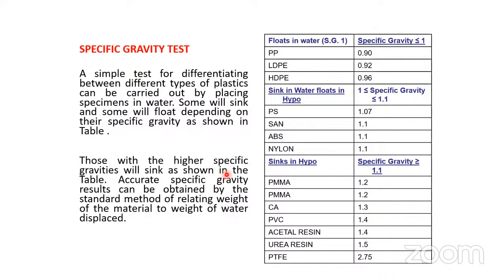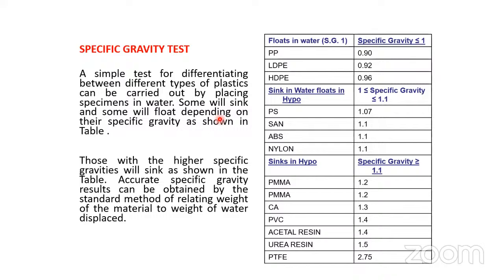Those with higher specific gravity will sink, as shown in the table. Accurate specific gravity results can be obtained by the standard method of relating the weight of the material to the weight of the water displaced. So this is the specific gravity test to identify the polymeric material. Is there any doubt?